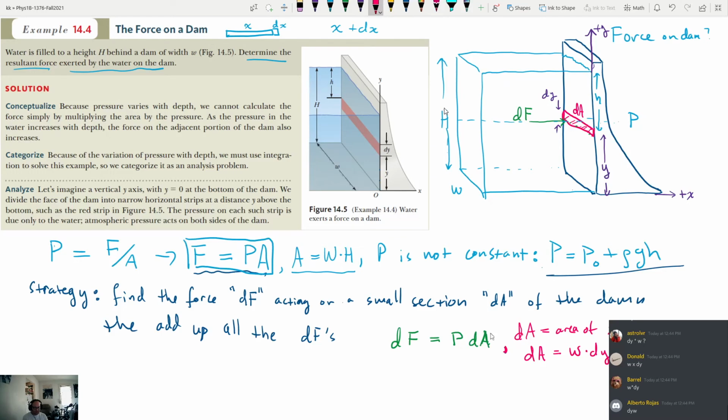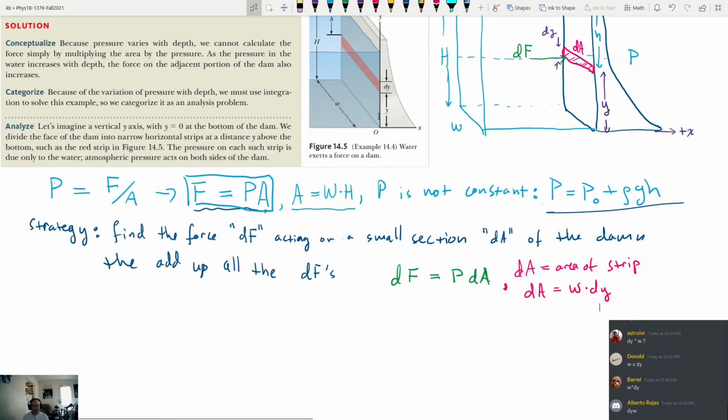Well, we have the pressure. The pressure is defined like this. Ooh, I got to go down a little bit because you can't see what I just wrote. So what is the pressure? Well, the pressure is P naught plus rho g h. Let's write that over here. Pressure is P naught plus rho g.